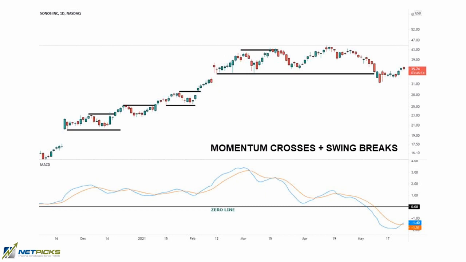So we put the indicator on our chart. We're going to use the standard settings. And for this strategy, we're going to use the momentum feature of the MACD, plus we're going to include breaks of swing highs and swing lows that take place when we have an imbalance of buyers and sellers. So we want to determine trend direction via the MACD for the strategy.